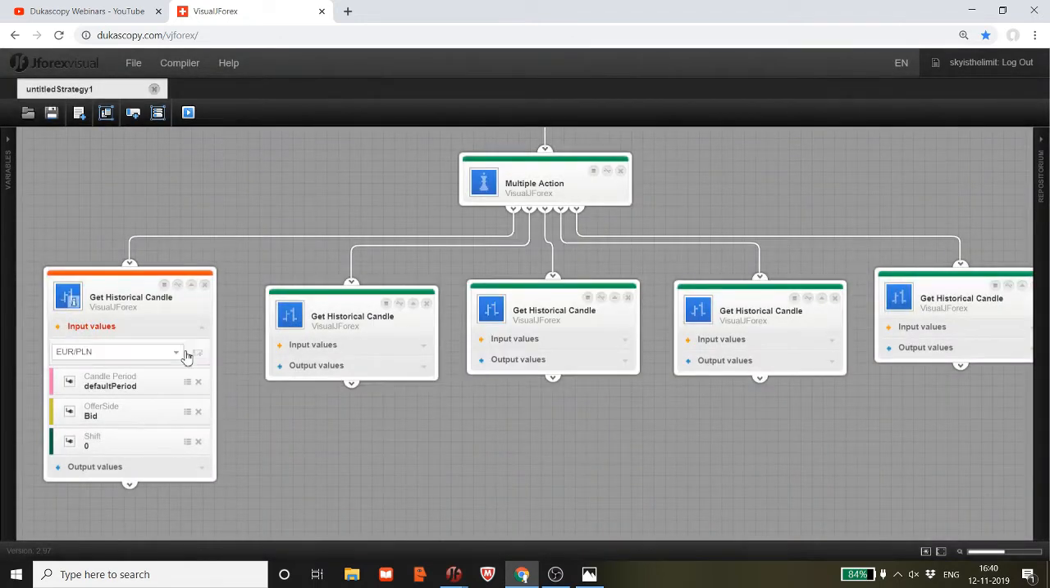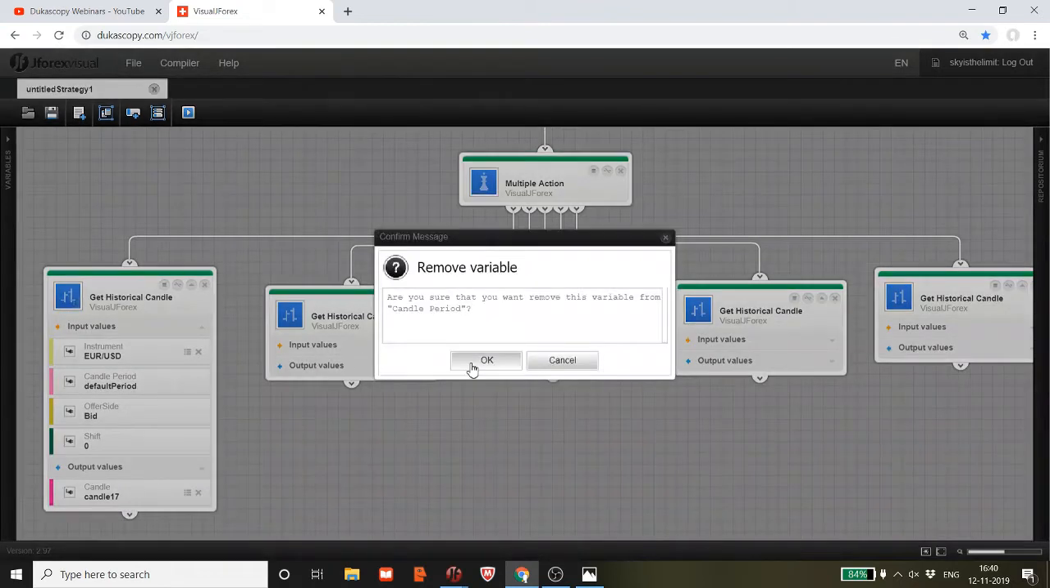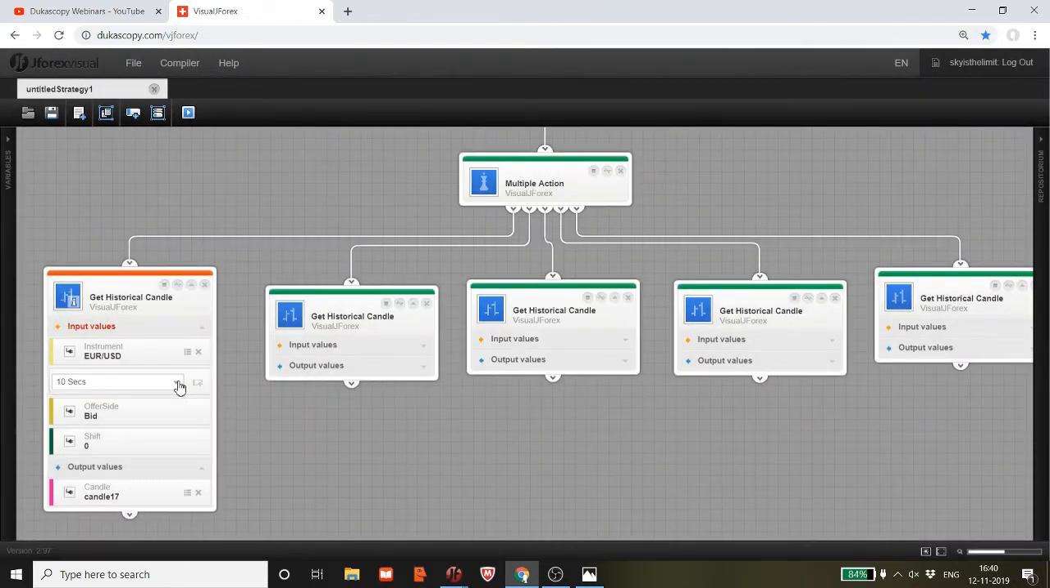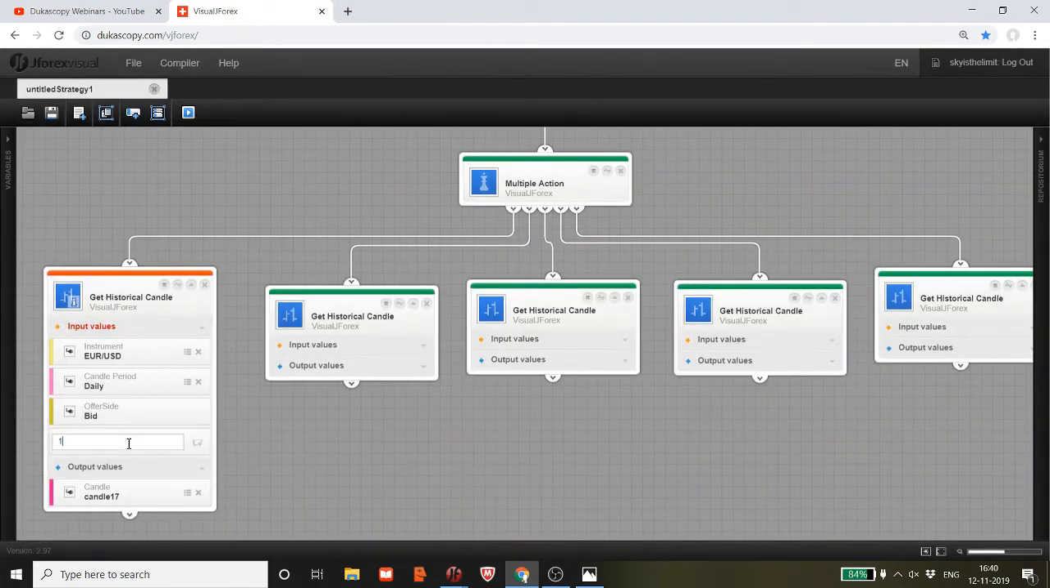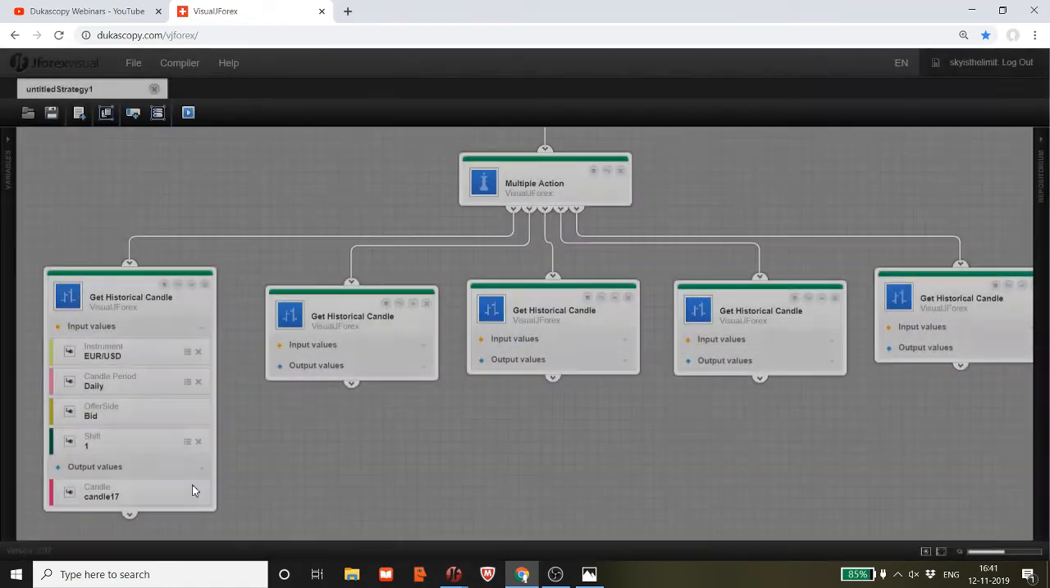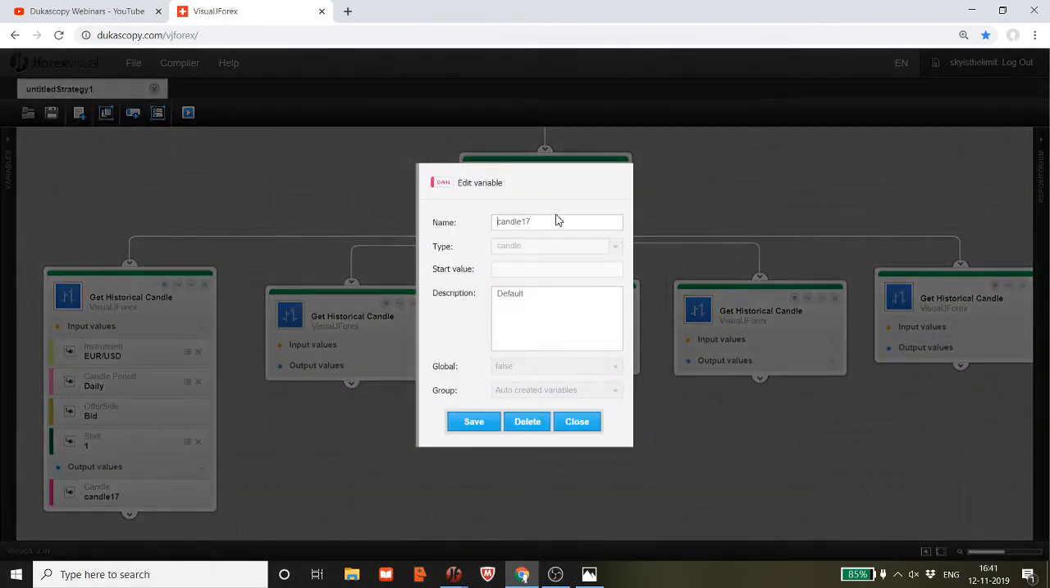In one block I will keep the default instrument, that is I am going for a Euro USD. Default period change to daily. Change shift value to 1 so that it will consider the yesterday's candle. Name it as a candle Euro USD.